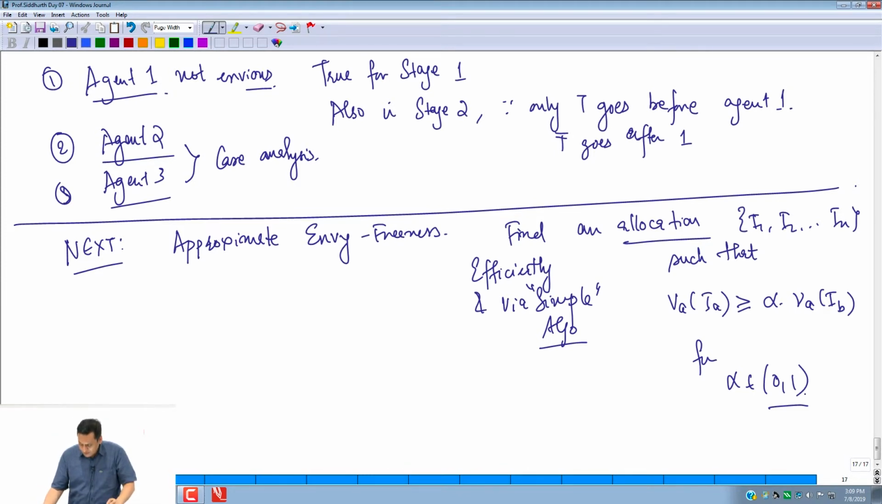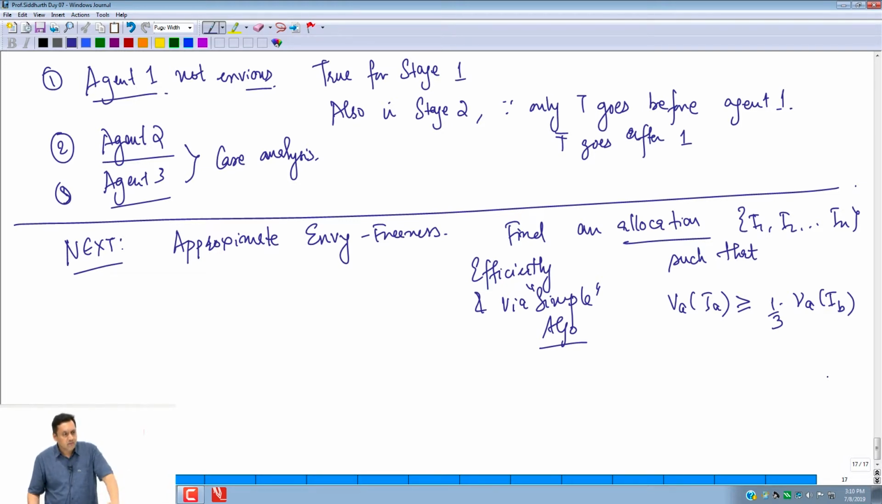Fine. But what we'll do is prove this result, and come up with an algorithm that achieves this for a value of 1 over 3. So this is the specific result I want to talk about. I'll give you an algorithm, arguably a fairly simple one, that finds an allocation where everyone values its own piece at least 1/3 times the value you have for any other interval. So it's an approximate NV freeness guarantee, but it's still an interesting guarantee if you squint hard enough.